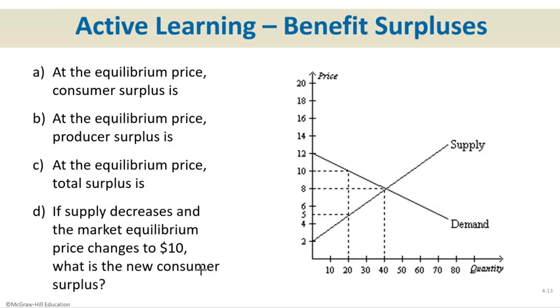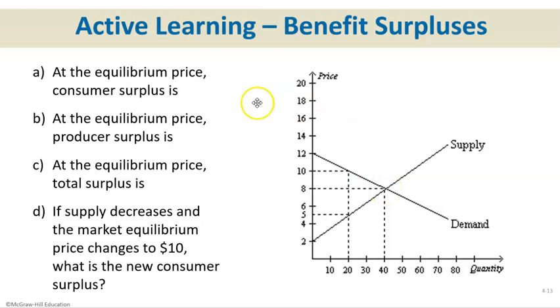Okay, so I split up the graph here into the two triangles that you need. So you're going to draw the straight line across at the price line of 8, go up to the demand curve, and that will form your triangle for consumer surplus.